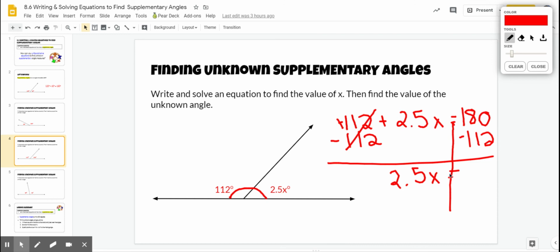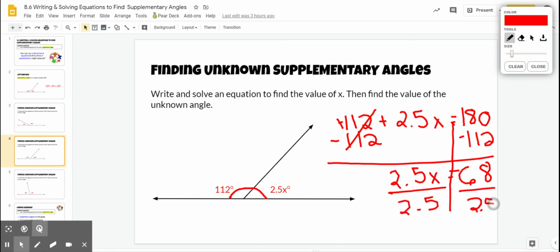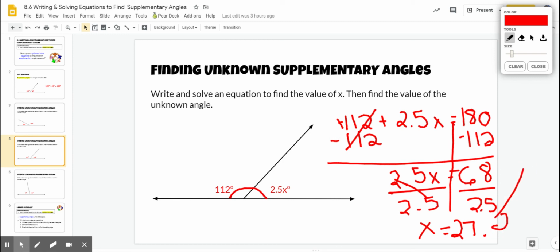grab your calculator, 180 minus 112, which is going to leave us with 68. Our final step to solve is going to be to get rid of the 2.5. Since this is 2.5 times x, we need to do the inverse, which is to divide by 2.5 on both sides. These cancel. We're left with x. 68 divided by 2.5 is going to leave us with 27.2, okay?